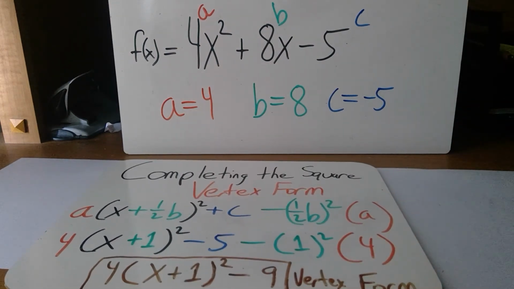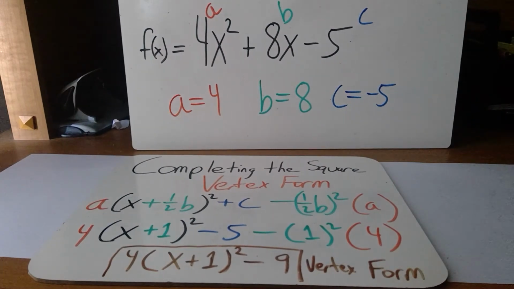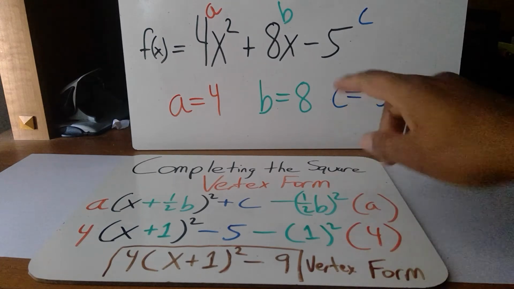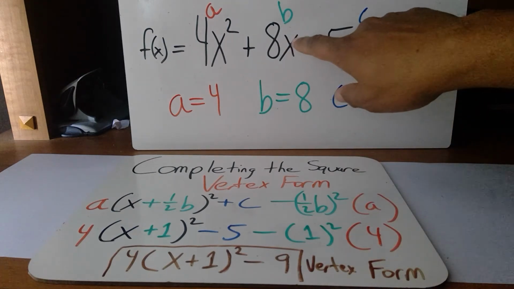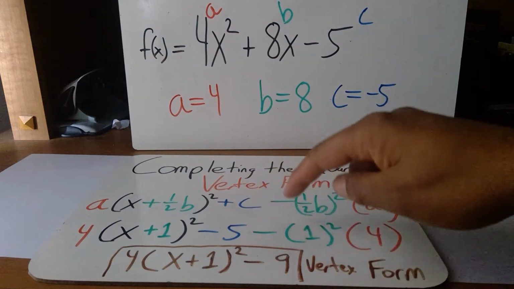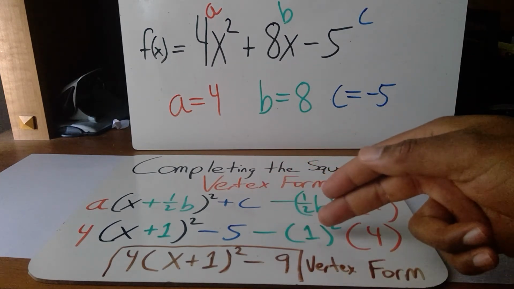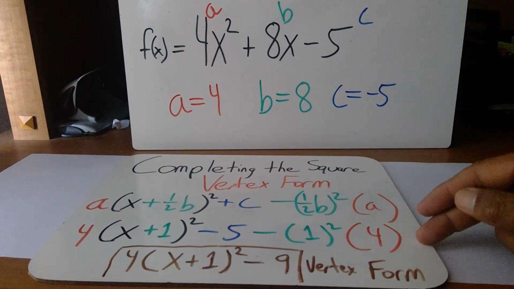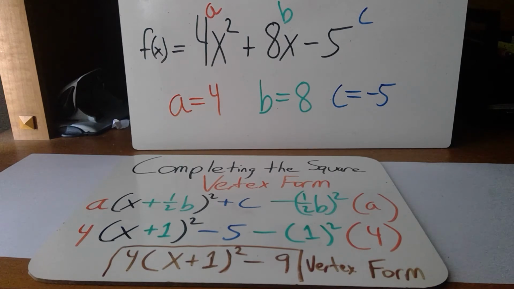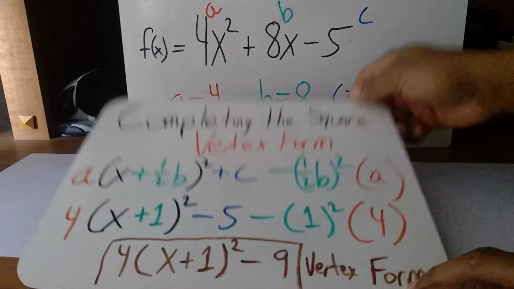Now, as you can see what's going on here, we are changing to vertex form. So A was 4. We factored out the 4, factored out the 4 from 8 and made it 2. Half of 2 gave us 1. C is -5 minus half of B, which is 1, squared, times the 4. It was stretched, and we end up with this, our vertex form. X plus 1 will give us the horizontal movement. The plus 1 means we're going 1 to the left. Minus 9 is 9 down. Now, let's show the math.